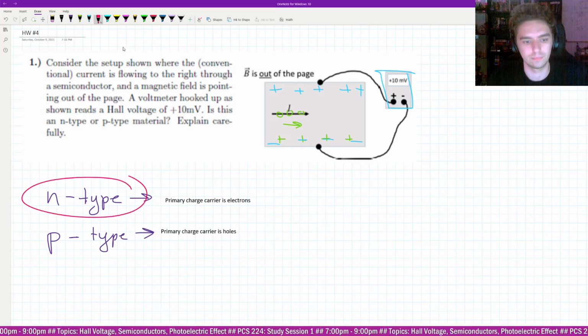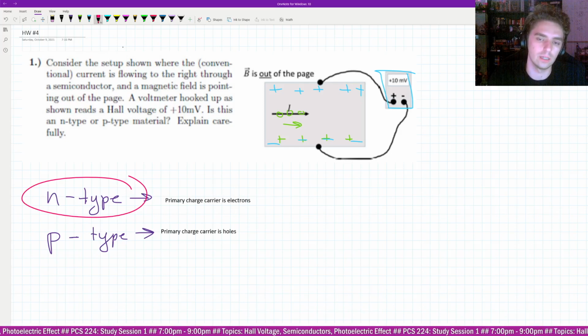So just to clarify, the velocity of holes is always in the direction of I. But for electrons, it's the opposite. Okay, cool. Electrons would be the opposite. Exactly. So there you go. Okay, so N-type for that.